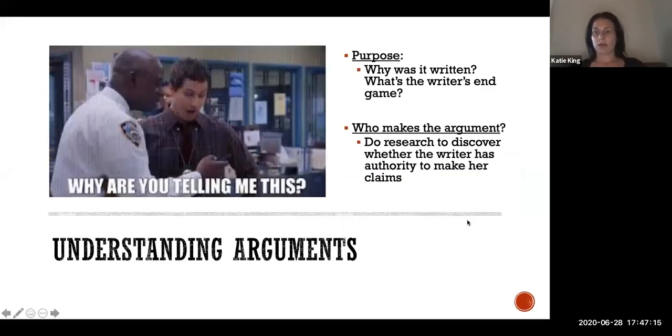So next we have to think about purpose, right? Why was this text created? Why was this argument written? Why was this painting drawn? Why was this film made, right? What is the writer, or really the rhetor, the person creating the text, what's the writer's end game? Meaning, why is this person telling me this?